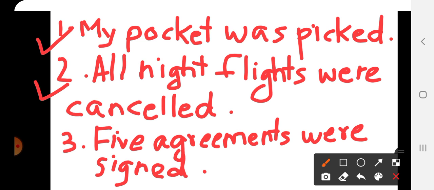Third, when we want to put emphasis on the person or thing that receives the action, like in the third sentence, 5 agreements were signed. Here the emphasis is on agreements. Passive voice is used if it is not known who performed the action, if the action is more important than who performed it, and if the emphasis is on the person or thing that receives the action.